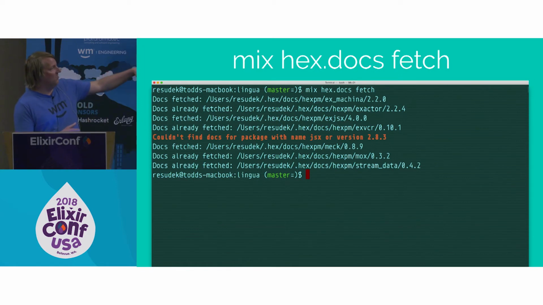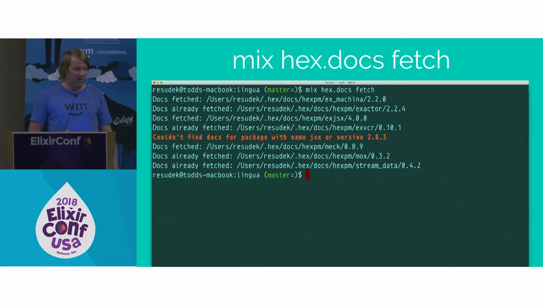So if you look down the list, you'll see like docs fetched on the top one, docs already fetched. That means I already had it downloaded on my machine. And then there's one in there, JSX, which couldn't find the docs for. So you'll see that occasionally either for an older package where the docs were never published, a library owner that really hates you and never made docs in the first place, or probably most commonly it's for like Erlang packages that you're using in Elixir where they didn't include docs.